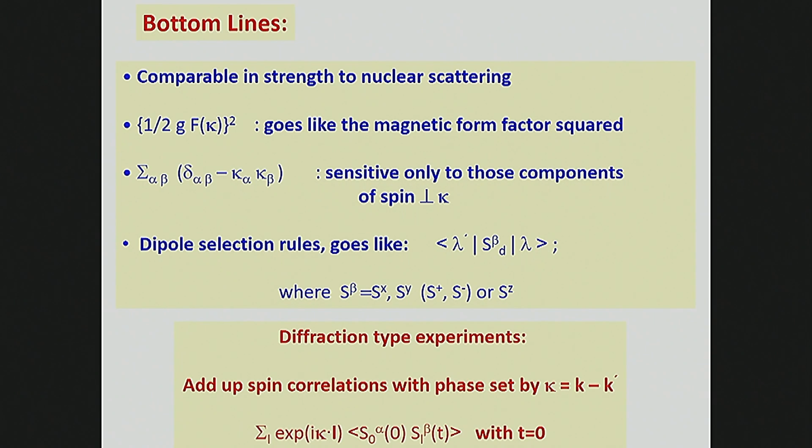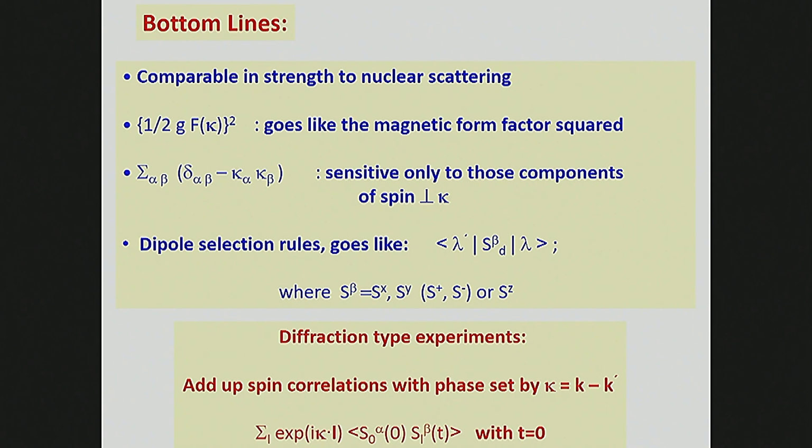It goes like a magnetic form factor squared, and that's because the magnetic electrons are not located at the nucleus. They're extended about it. They might be 1 angstrom or 1.5 angstroms away from the nucleus in sort of a cloud, and that's going to kill off any constructive interference effect at large momentum transfer. So at large momentum transfer, you won't see magnetism because of the form factor.